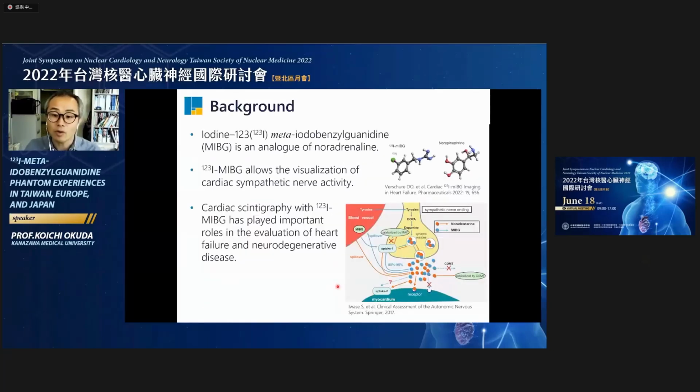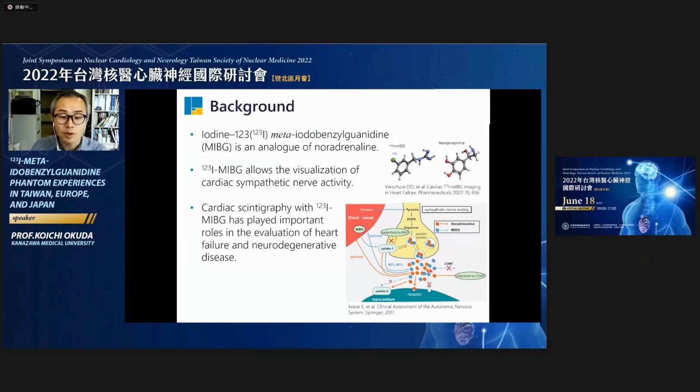Here is the background of MIBG. Iodine 123 meta-iodobenzylguanidine, MIBG, is an analog of noradrenaline. In sympathetic neurons, MIBG characteristics of storage, transport, and reuptake are similar to noradrenaline. MIBG allows the visualization of cardiac sympathetic nerve activity.